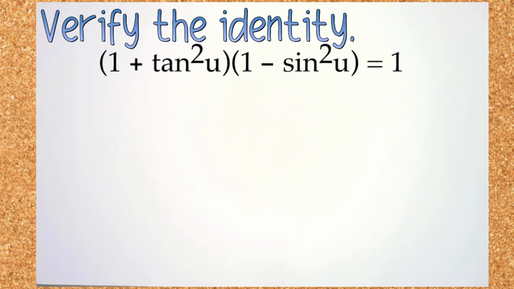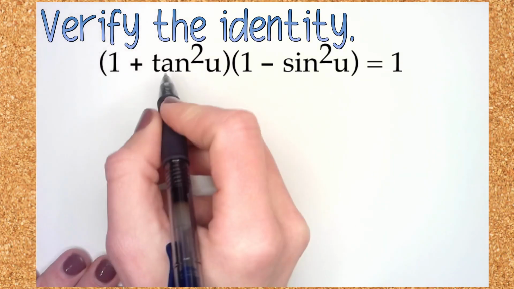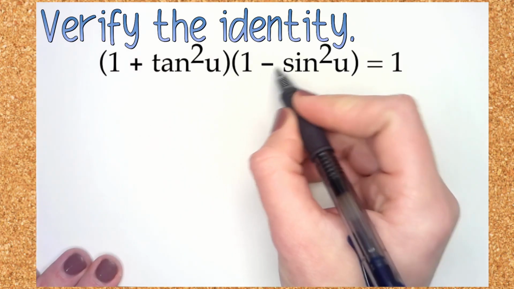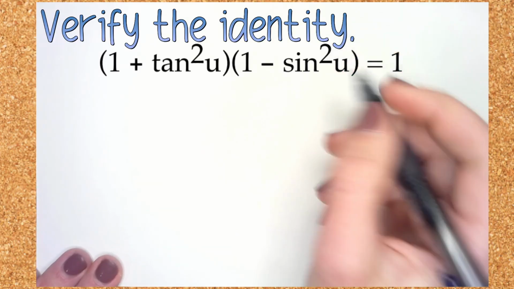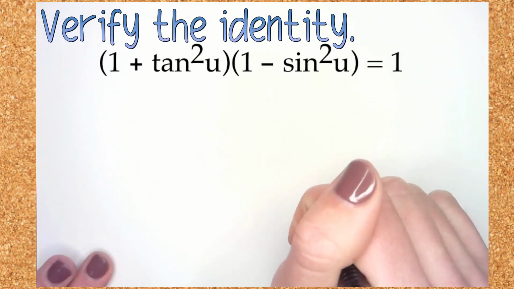Hey everybody, in this video we are going to verify the example you see on your screen now. (1 + tan²θ)(1 − sin²θ), or whatever variable you have, allegedly equals 1, and it's our job right now to verify this.